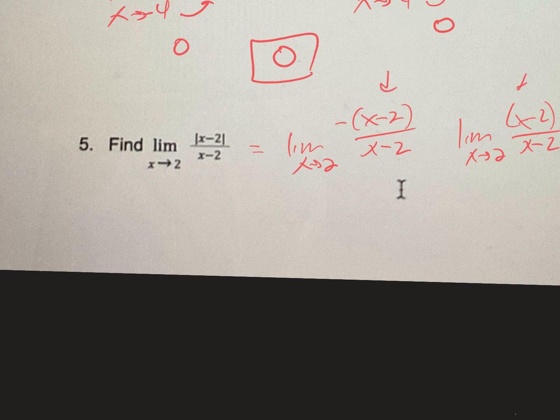All right, so that right there, that limit, that's really a negative 1. So that limit is negative 1. That's really positive 1. And because the two limits are different, obviously they're approaching two different numbers, the limit does not exist.